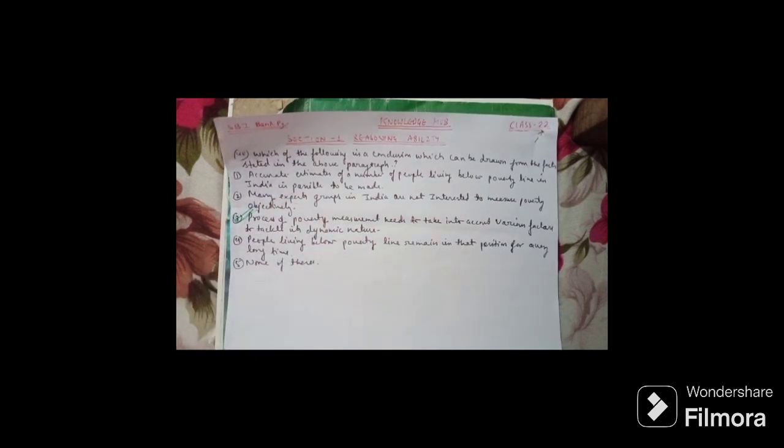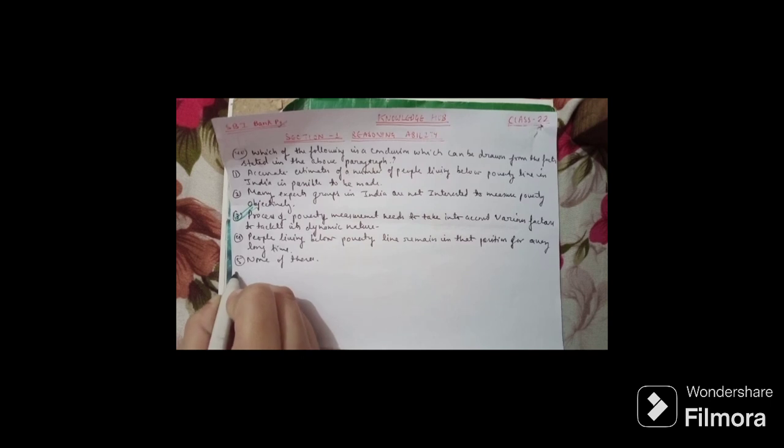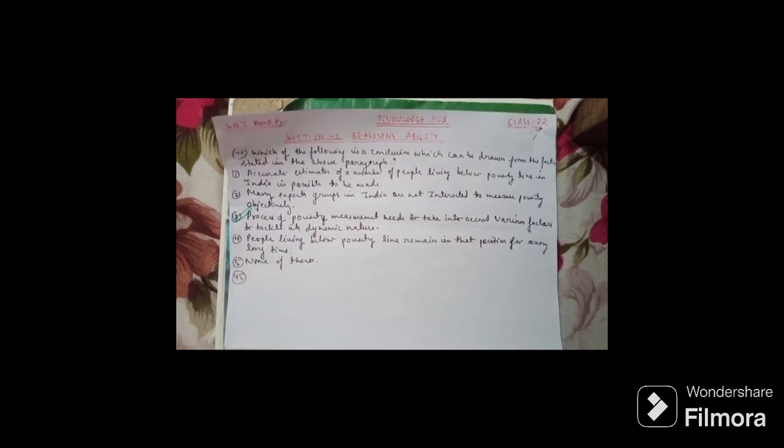Now we move ahead and we'll talk about the next question. That is the 45th question of the session, that we have as follows. The question is, which of the following is an inference which can be made from the fact stated in the above paragraph? So we'll go for it.